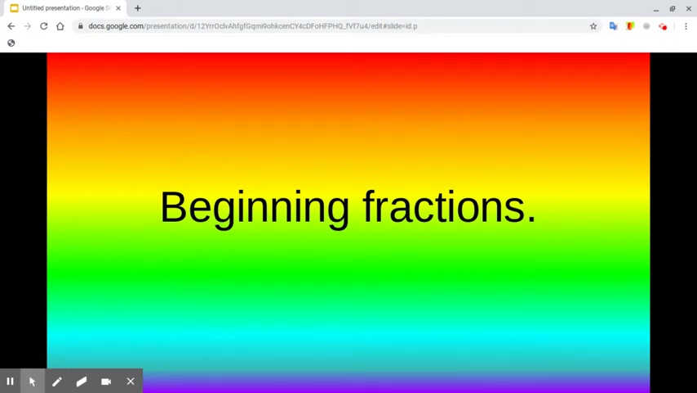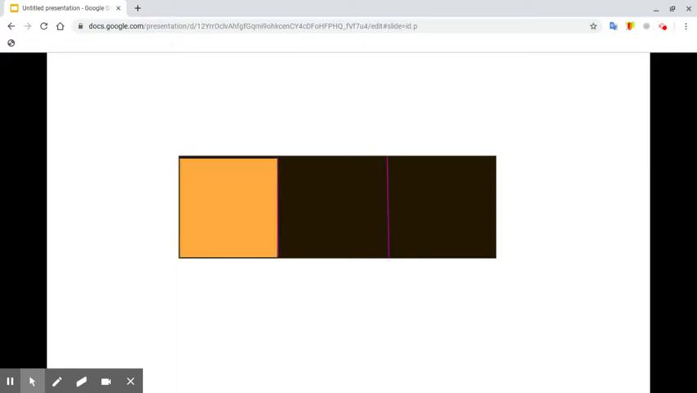Let's get started. Let's say that I have a candy bar, and I divide it into 3 pieces. And then I eat one of the pieces. Yeah, you get the idea. And let's say that the piece I ate is 1/3 of the whole candy bar. Why? Well, let's find out.